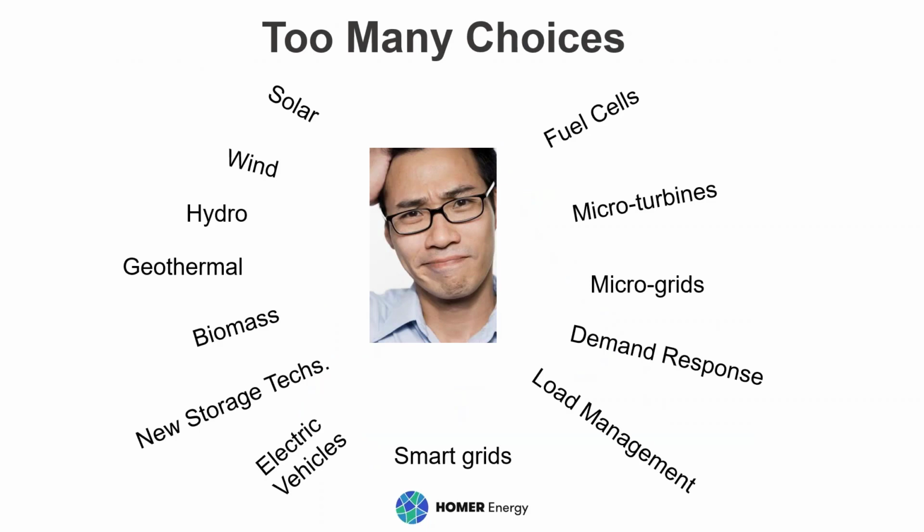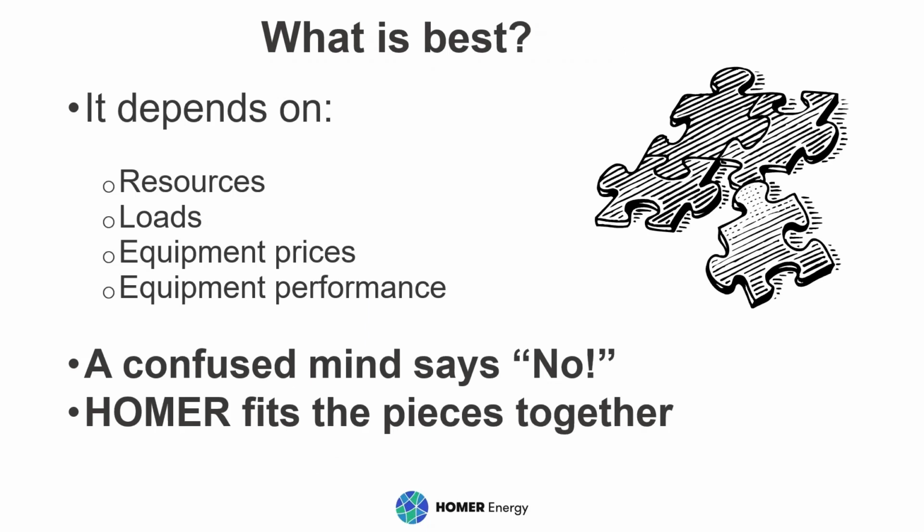The other thing that we've noticed, starting, like I said, 25 years ago, is that there are too many choices. There's a lot of different options here. I've listed some of them here, and it's great to have a lot of options, but it's actually kind of confusing. So we created HOMER to help you figure out what is best, and the answer, unfortunately, is that it depends. There's no cookie cutter, one size fits all solution, sort of like the way the Model T created the car industry back 100 years ago.